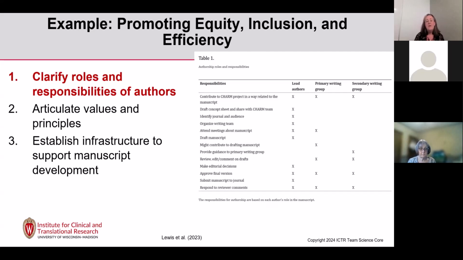And so here's a table from their paper where they listed what they thought were the most important responsibilities as they planned the manuscripts they were going to prepare. And so there are things like contribute to the project in a way related to the manuscript, submit manuscript to journal, approve final version, and you can read all of these. So they made it very clear what the responsibilities were. And then you can see on the right that they tried to assign those responsibilities to the different authors on the paper. So that's absolutely one thing that you could do as you plan your manuscript preparation.